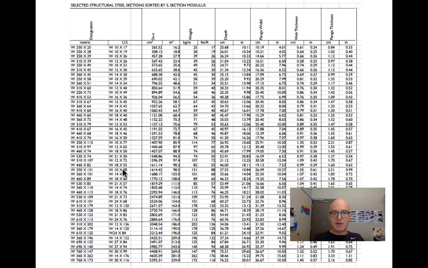As we go down, you can see that shapes either get heavier or deeper as we get toward the bottom of the chart. Those are things that we will probably discuss with our structural engineer. It's usually a trade-off between the depth of the beam and the weight of the beam.